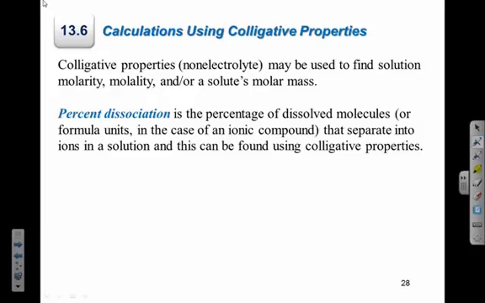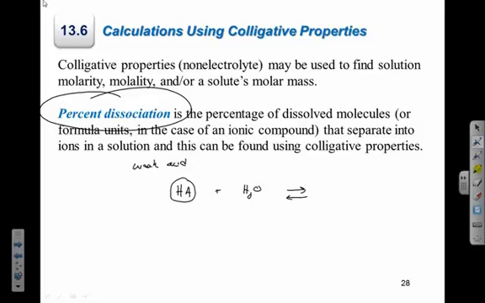Just to point out, this can also determine percent dissociation. So let's say I had a weak acid. A weak acid is one that when I put it in water, only some of the molecules, when equilibrium is reached, will have donated their H plus to the water to produce H3O plus.